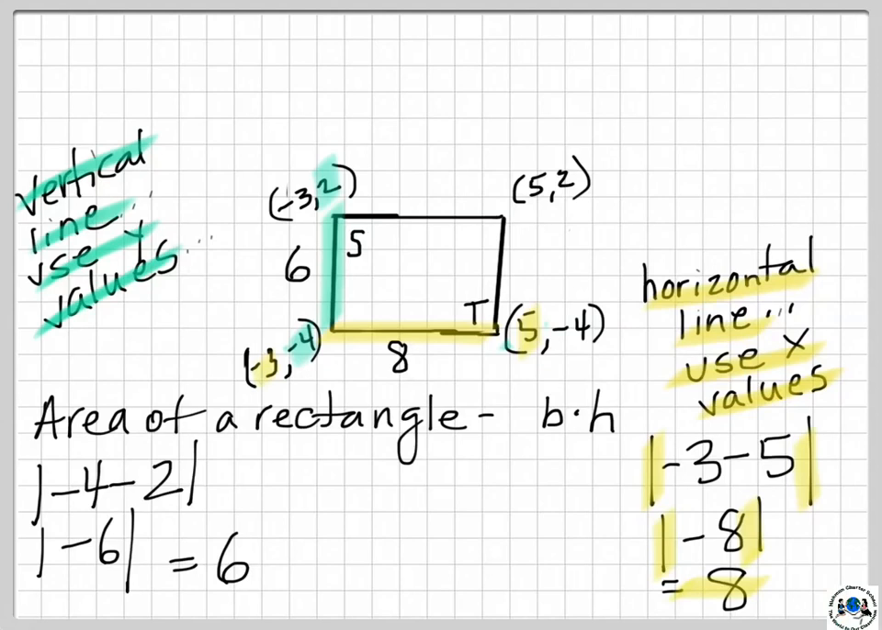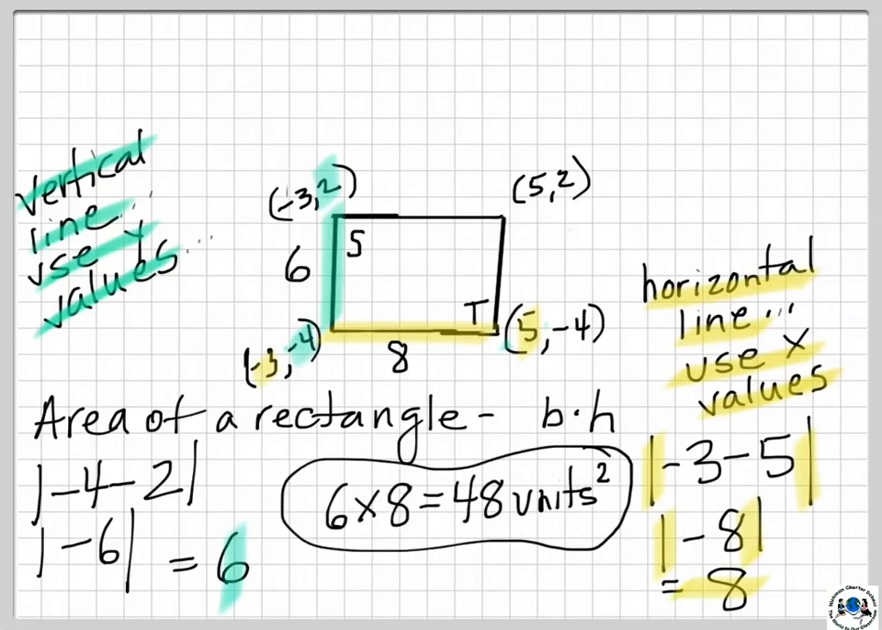The absolute value of -4 minus 2 is going to be the same as the absolute value of 2 minus 4, or 2 minus -4. So they're going to be the same, which ends up to be 6. Our absolute value is 6 here, so therefore we have our height as well. If we use our formula, area of a rectangle is base times height, that means it's going to be 6 times 8, which gives us 48 square units for our rectangle.